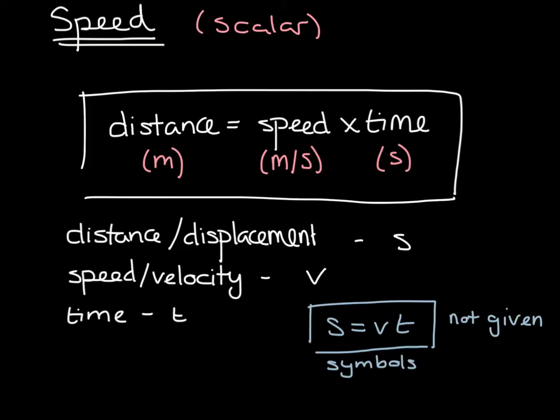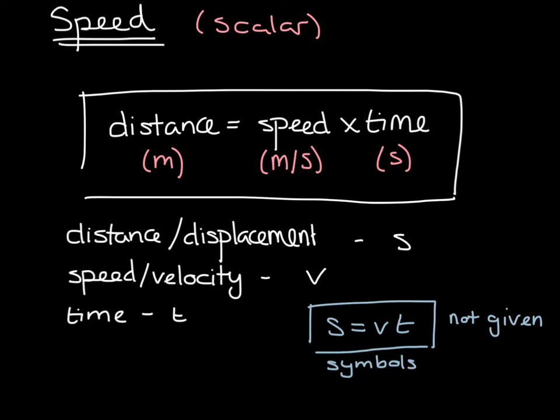Now we can calculate the speed of an object. Speed is scalar, it has magnitude, not direction. And we use this equation here. Distance equals speed times time. We're going to measure distance in metres, speed in metres per second, and time in seconds.